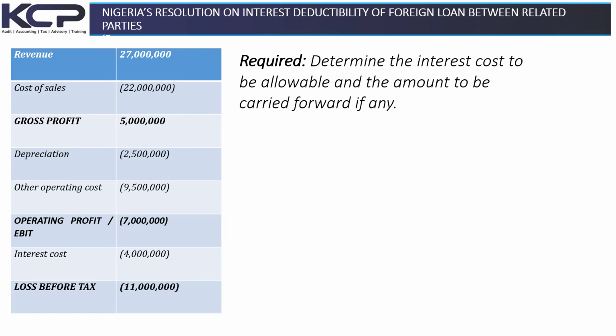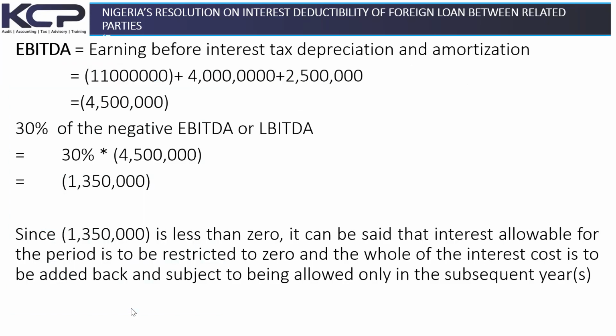That being said, I haven't adjusted that. Determine the interest costs allowable for the period. So you have your loss for the period to be 11 million. If I add back my interest cost and I add back my depreciation, what would be my EBITDA? So this is what we did. We added the interest cost and the depreciation alongside the negative loss we already had. We have an EBITDA of 4.5.